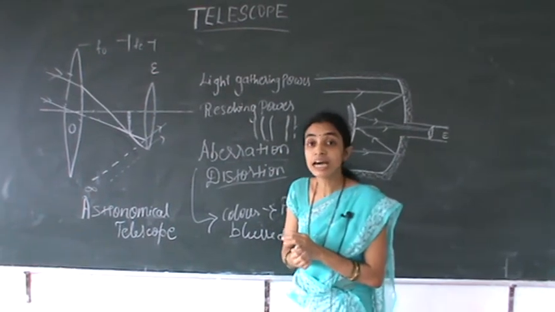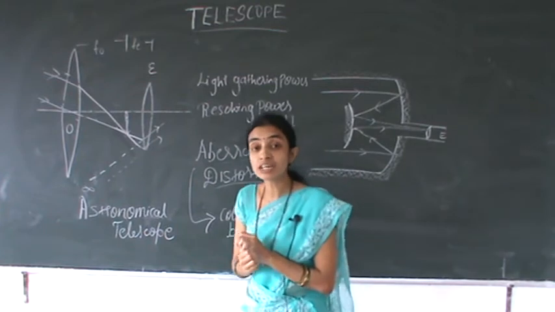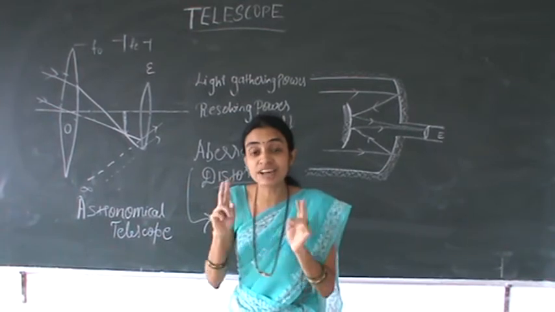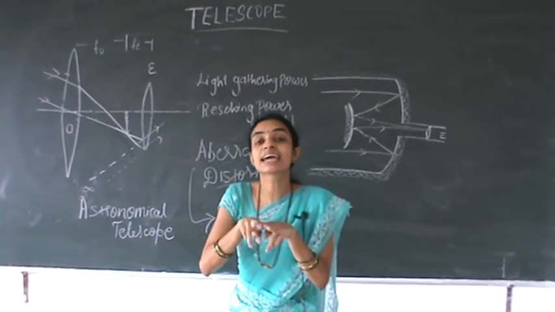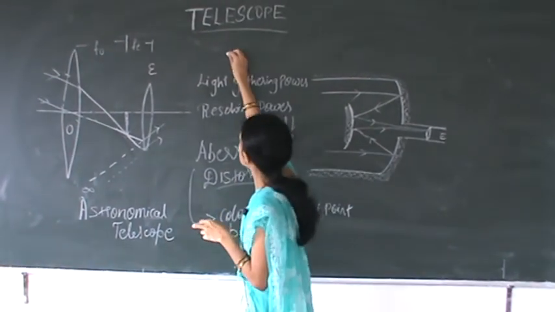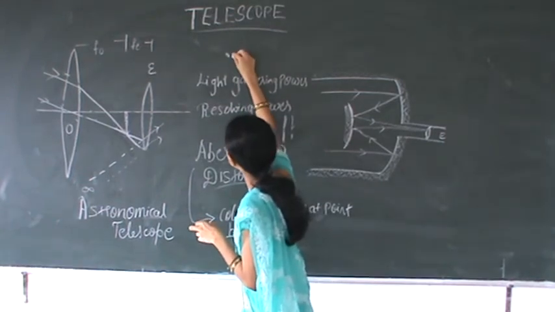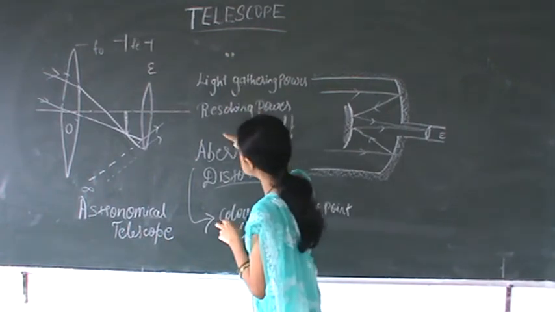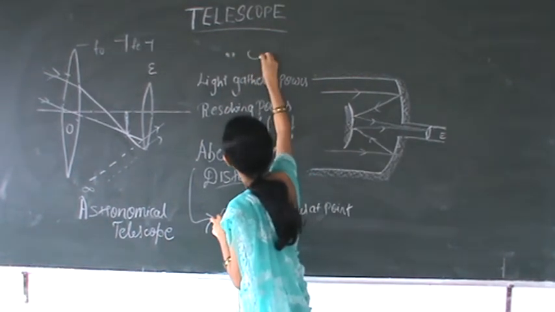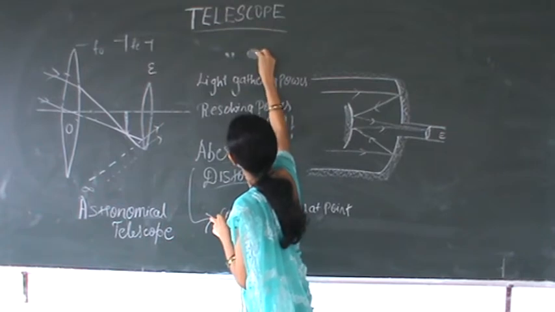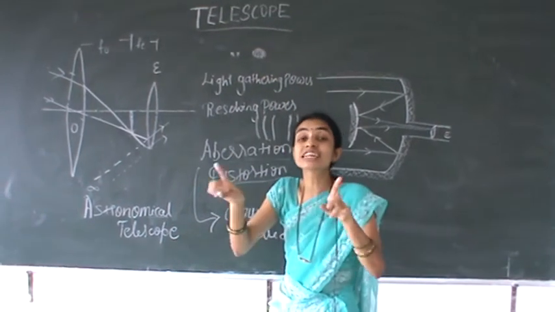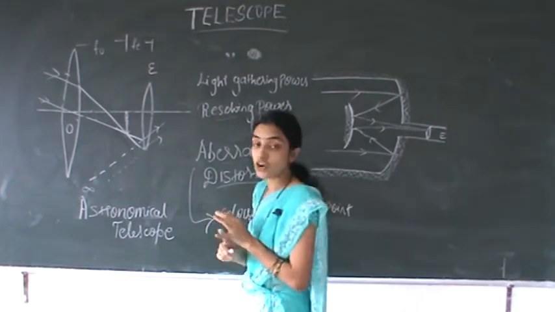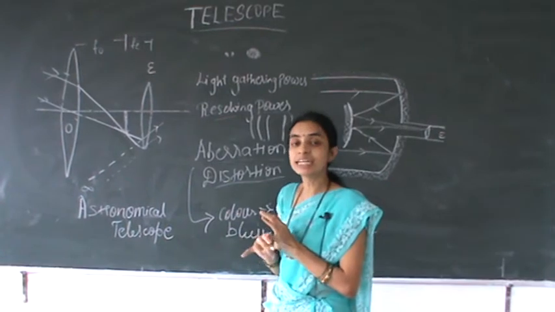Resolving power means we cannot see two objects distinctly. We cannot clearly differentiate two stars lying closely to each other. If there are two stars with a certain distance between them, for us they will appear like one single star. We cannot resolve that, we cannot distinguish that. That is nothing but resolving power, and this is the demerit.